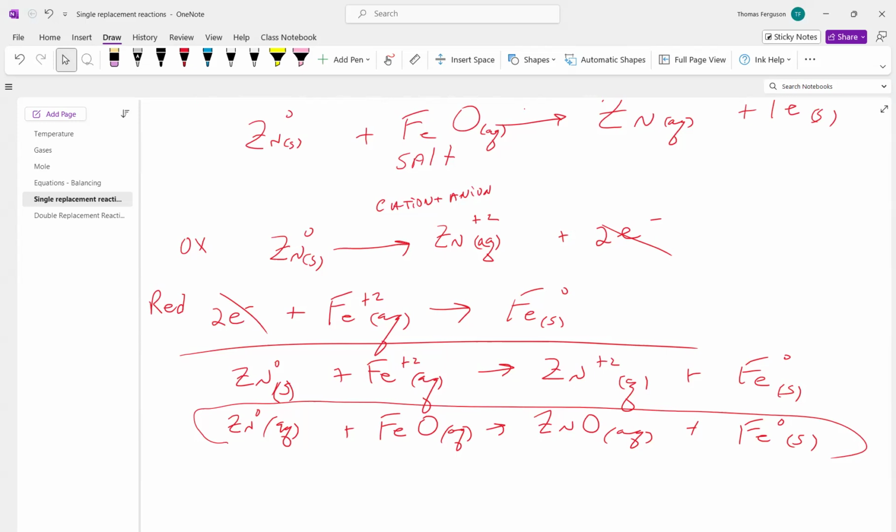Zinc superscript 0 is a metal, zinc metal. Yeah, 0 means it's uncharged or neutral, right? Now, a lot of times, depending on what textbook you have, what instructor you have for your next class, it may or may not put the 0 there. I do. I like to make sure everyone knows that's a metal.